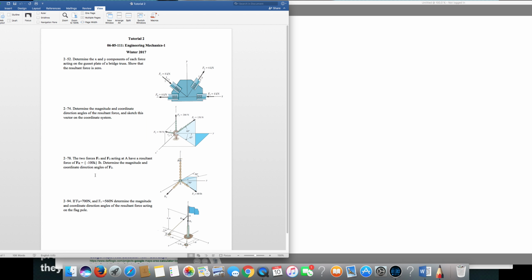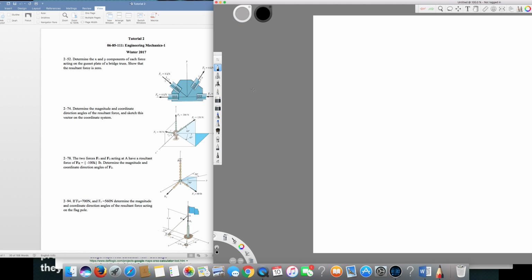Next question, I'm going to take 2.78. This is the question. The two forces F1 and F2 act at A and have a resultant force of FR equals minus 100 k lb. Determine the magnitude and coordinate direction angles of F2. So we have to find the magnitude and coordinate direction angles of F2.